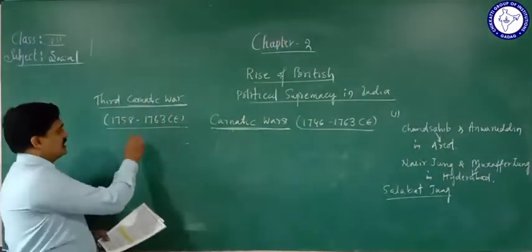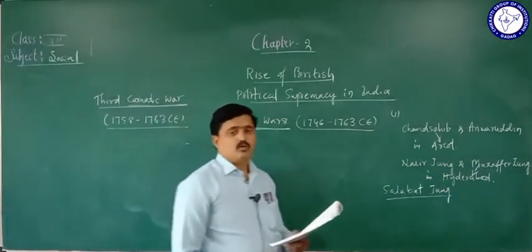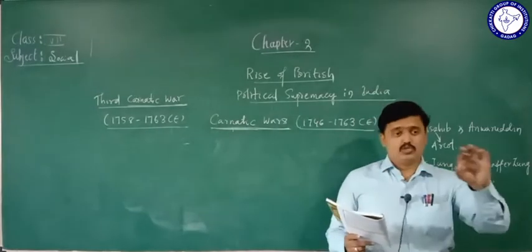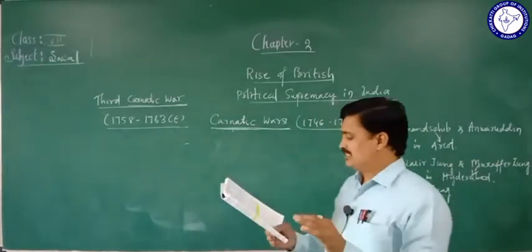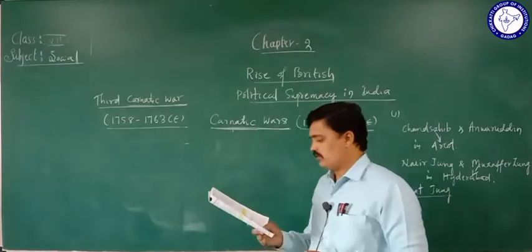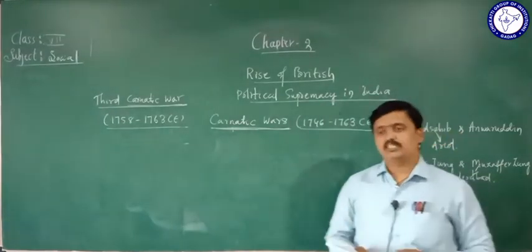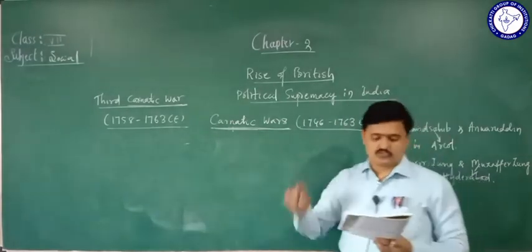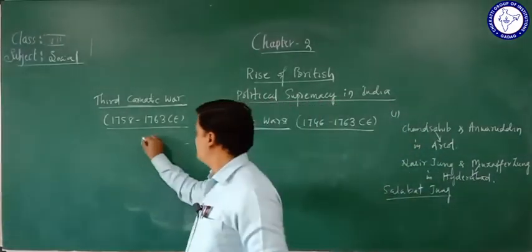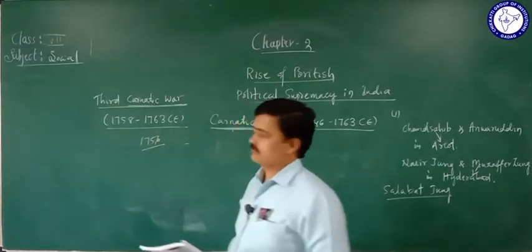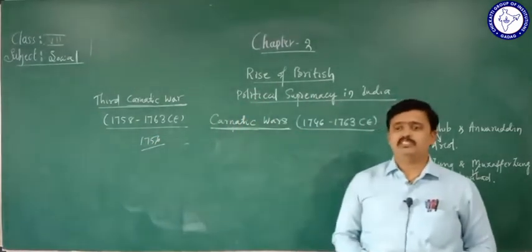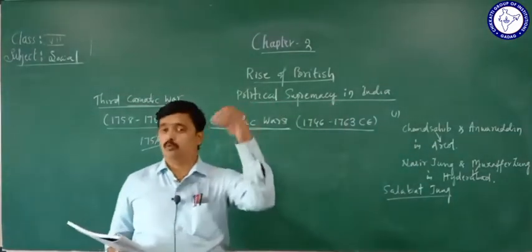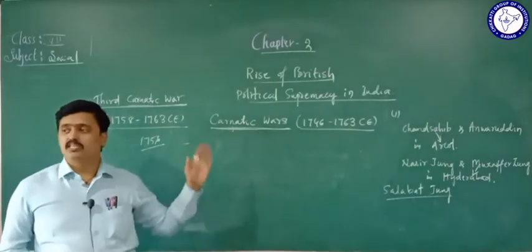Then what were the causes for this war? See, in Europe, the Seven Years' War started between the British and French in the year 1756. It means the war of seven years started in Europe, between the British and French, in the year 1756.